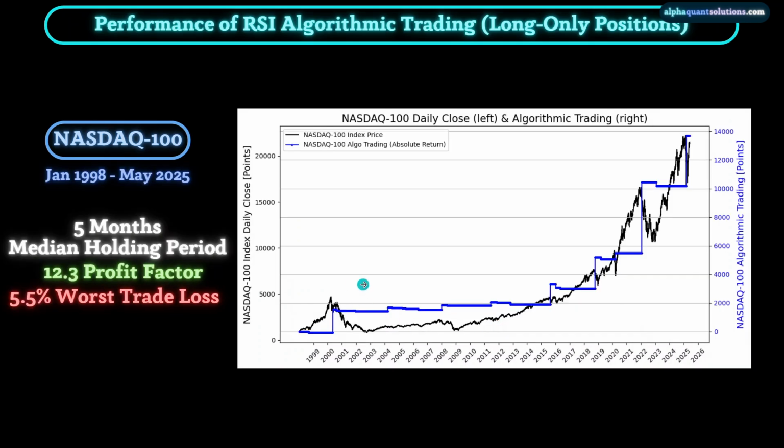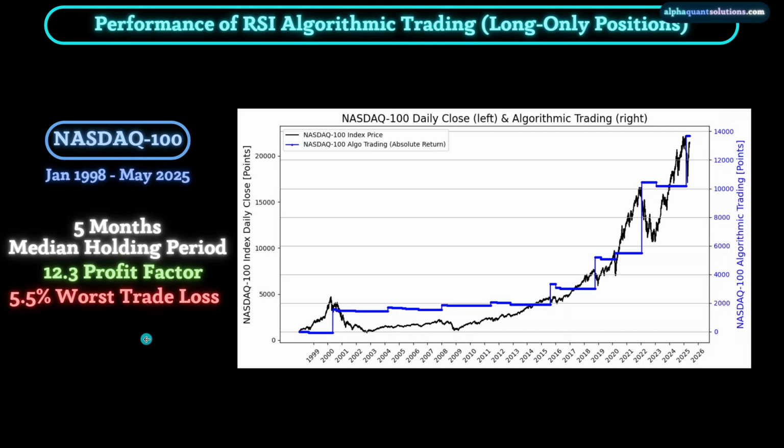So if we look at this second chart, what we see here again on the x-axis is time. On the left y-axis, we see the Nasdaq daily price in black. So it is this line here in black. On the right axis, we see the absolute return of this algorithm. So how many Nasdaq points do we make on each of the trades that happened?